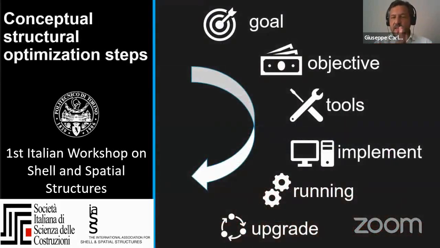And what are the steps for optimizing? Well, the first one is for sure to have a very clear goal. So to minimize something or to maximize the efficiency or something else, okay? Then once we have a goal, we can define the objective in terms of cost of constructions, but it could be something else. Then we have to properly choose the tools that we have to use. And then we have to implement and run the optimization. It's common that the first result is not what we are looking for, so we have to upgrade and match the optimization in a better way.